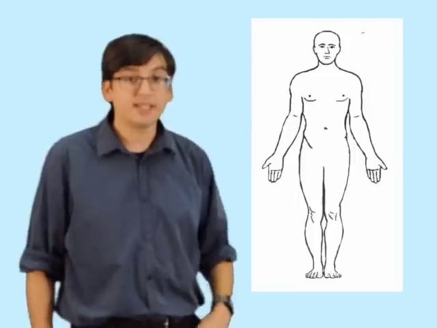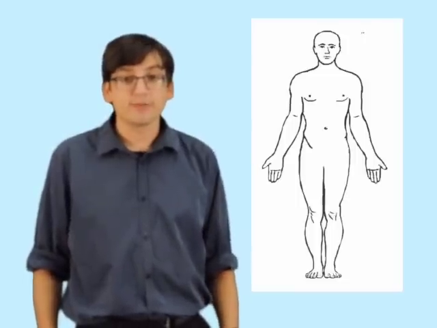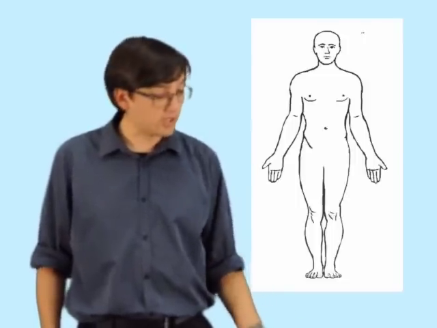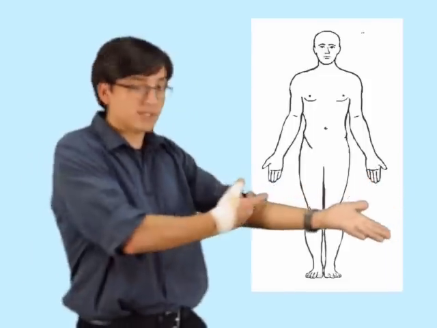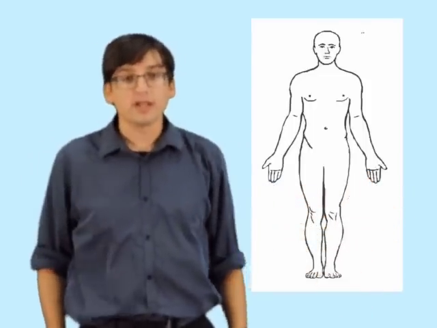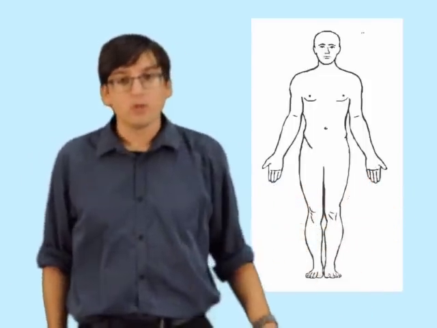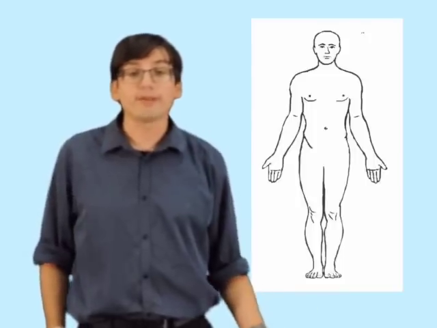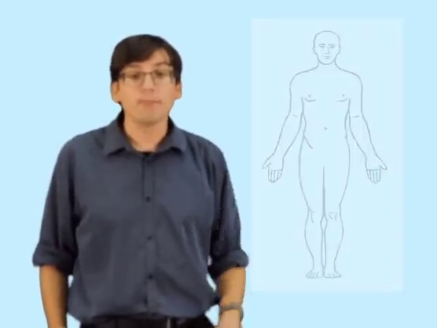As you can see, it's a person standing straight forward, head facing forward. One of the keys is that the palms are turned outwards like this, palms forward. That's the anatomical position right there. What that is, is a common reference frame for people to describe what body parts are located where.